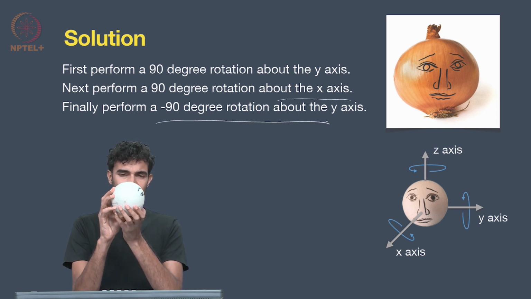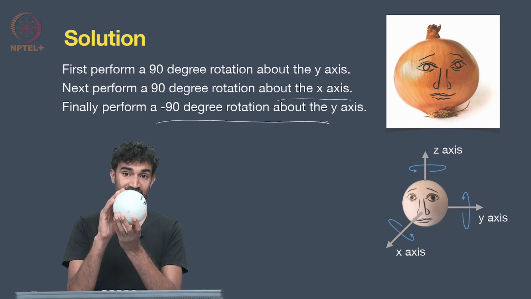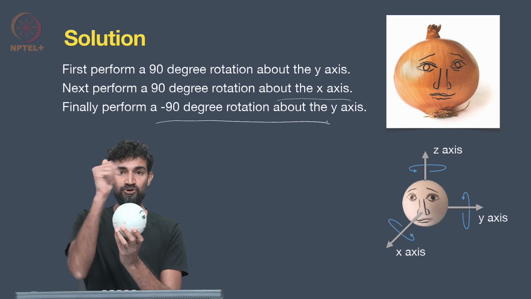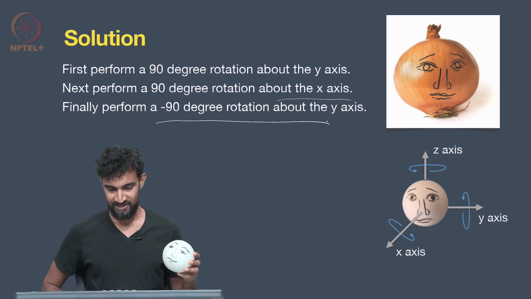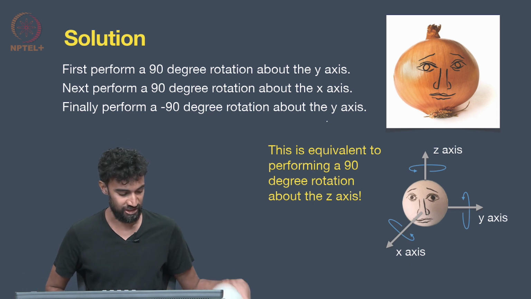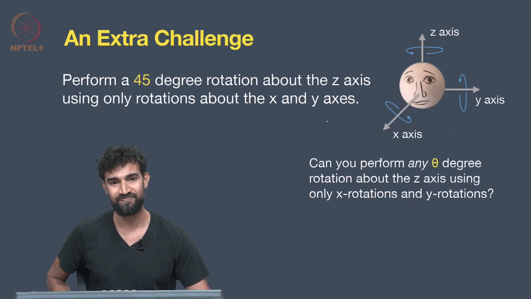So we end up here, which is indeed the same place we would have gotten if we had just done a 90-degree z-rotation to begin with. So this is equivalent to performing a 90-degree rotation about the z-axis.